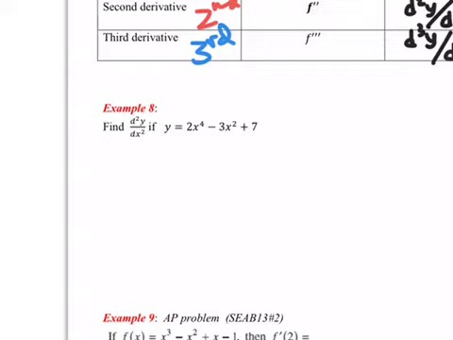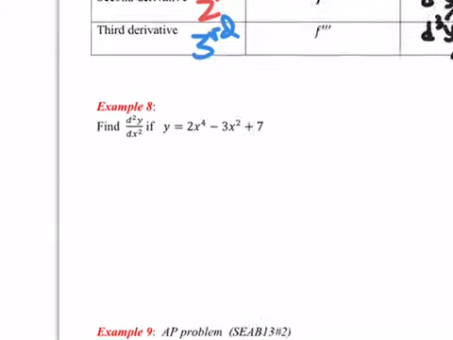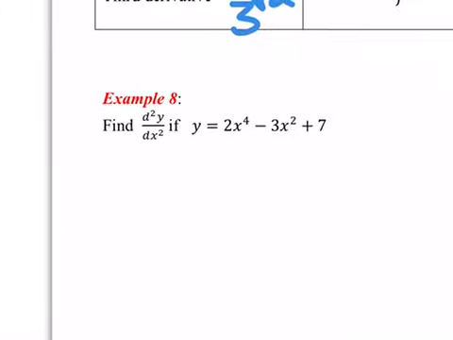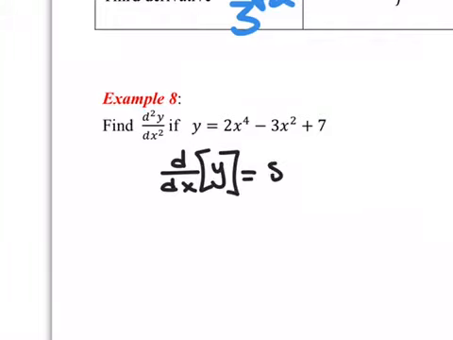So let's find the second derivative of the following. I'm going to use this y notation for a minute. Okay, so first let's do d/dx of this function y. Well, that would be 8x to the third minus 6x to the first. The 7 drops off. So that's dy/dx, right? So dy/dx equals this.